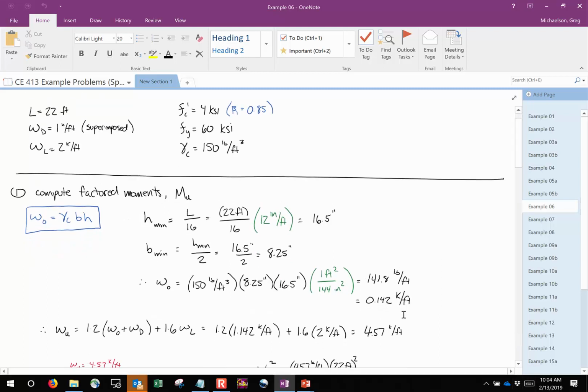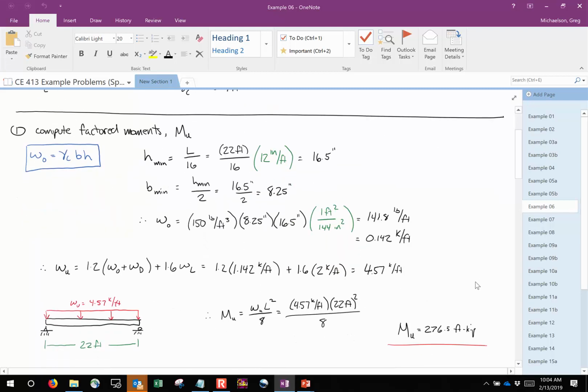So we had our system parameters, and then we said step 1, we're going to compute the factored moments on the beam. So we made some assumptions right off the bat to get an idea of what the beam looked like, and we got a self-weight of about 140 pounds per foot. I'll go ahead and tell you, that's not going to be anywhere near what the beam actually weighs, but at least we have something to start with. So we factored those loads to get a factored load, and then wL squared over 8 to get a factored moment. And so that step did take a little while. The other steps were a little shorter.